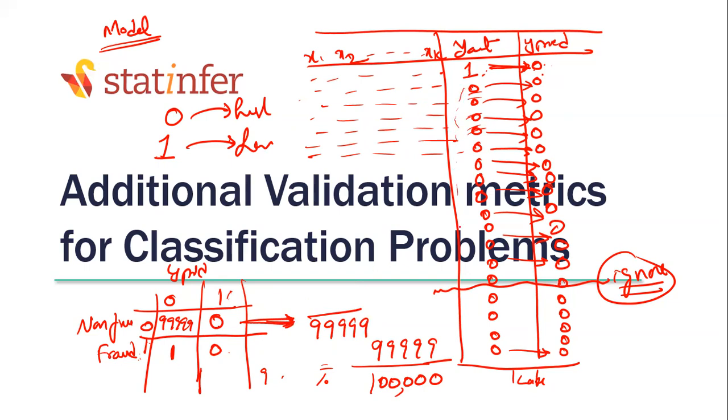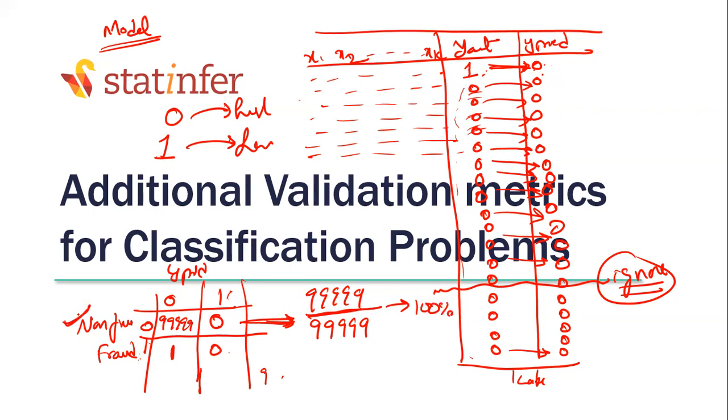These are all the non-fraudulent records, 99,999. Out of them, how many times did your model give accurate predictions? On every occasion, the model has predicted correctly. What is the accuracy of the first class, the non-fraud class? 100%. Okay, I'm happy. Whenever there is no fraud, the model is 100% saying it is non-fraud.